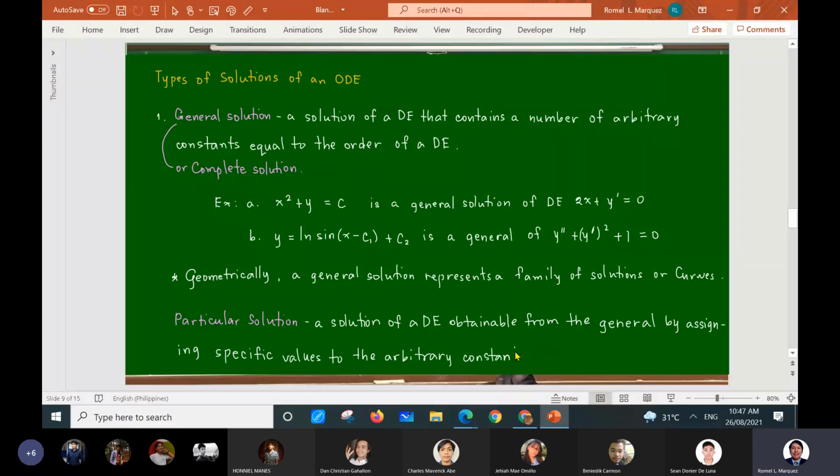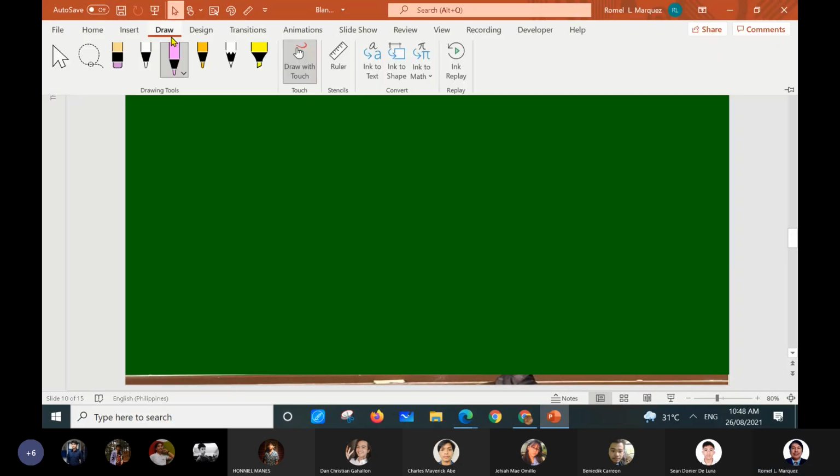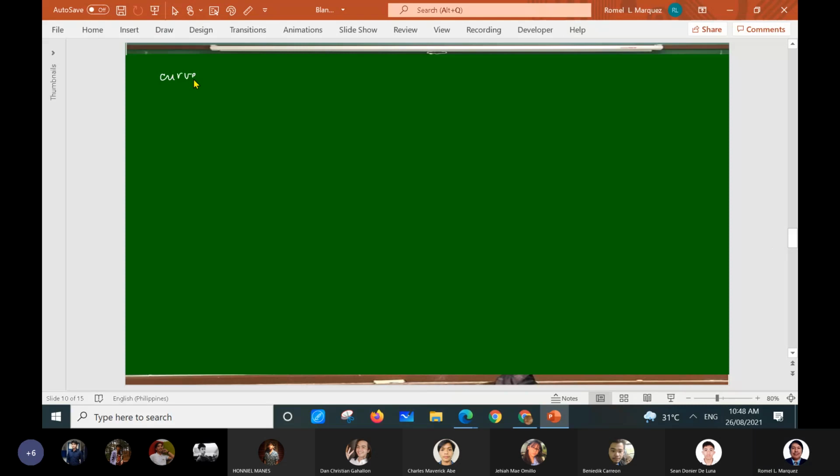It represents a particular, specific curve, whereas the general solution is a collection. If you assign a value to the arbitrary constant, let's say here c equals 1, you will have x squared plus y equals 1. That is a particular curve. It represents a specific curve. Is this clear now?